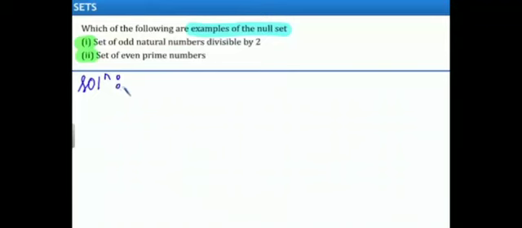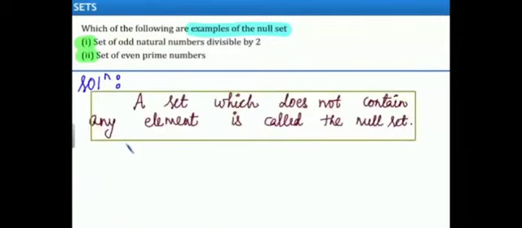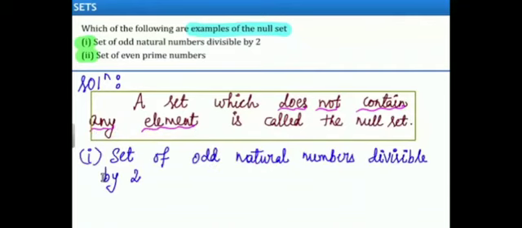So, start with this question. First topic is a null set. A set which does not contain any element is called the null set. यानी कि जिस सेट के अंदर एक भी एलिमेंट नहीं होगा उसे हम क्या कहेंगे, नल सेट और एम्प्टी सेट्स. So, which of the following are example of the null set?